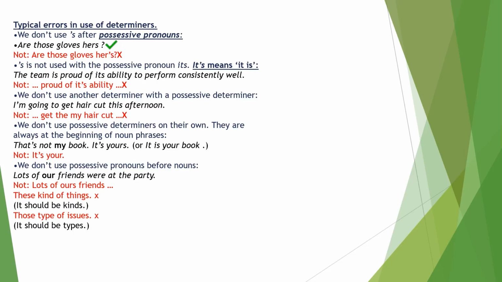We don't use possessive pronouns before nouns. Lots of our friends were at the party, not lots of ours friends. It should be kinds. This kind of things, no, those types of shoes, it should be types.